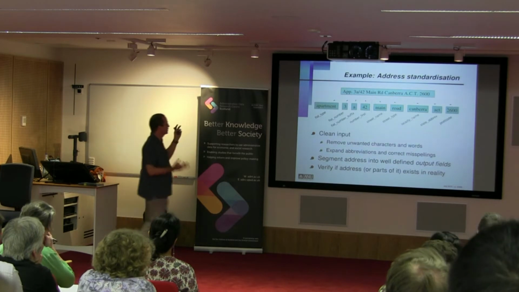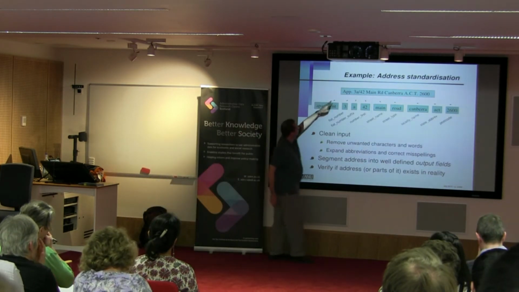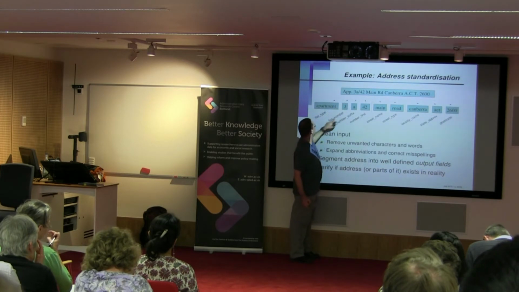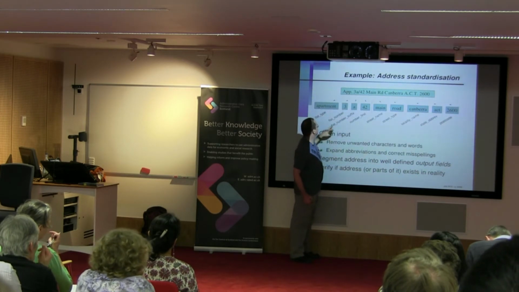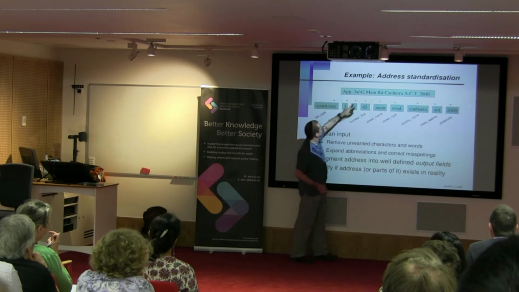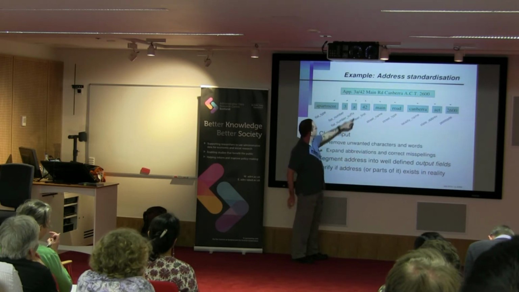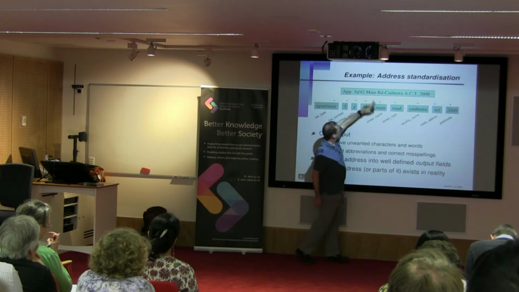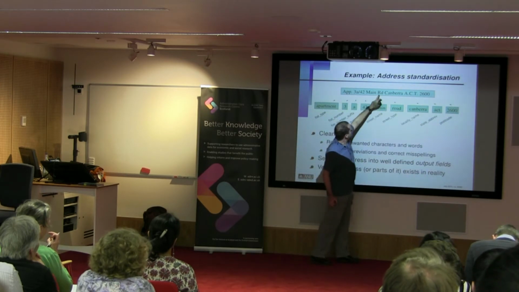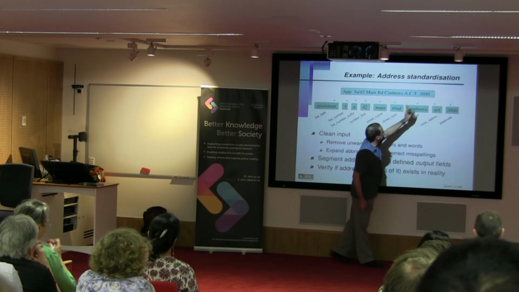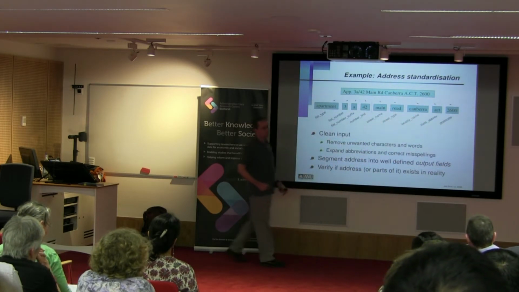We want to extract, this is an apartment, we call it a flat type in Australia. 3 is the flat number, A is the flat number suffix. Then we have 42, that's kind of an Australian standard, that would be the street number. We have Main being the street name, RD is the road, Canberra is the locality, ACT is the state, and 2600 is the postcode.